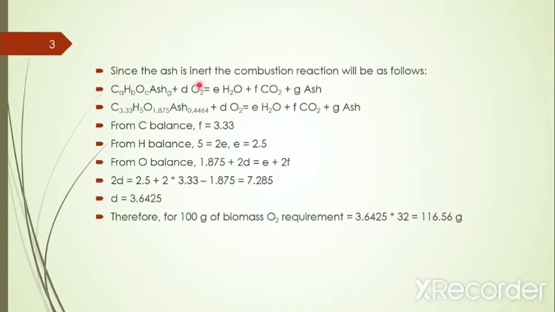In the previous one, for determining the molecular weight of biomass, we had only O, that is the oxygen atom. That is why we did not take the mass as 32, we took 16. But for this stoichiometric air mass calculation, in the equation we have O2, so we have to take 32. So 3.6425 into 32 is 116.56 gram. That is the mass of oxygen required for 100 gram of biomass.